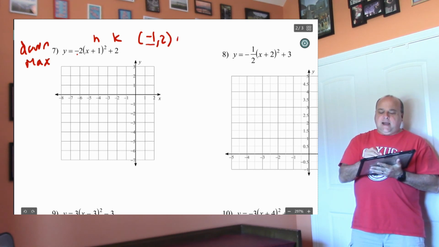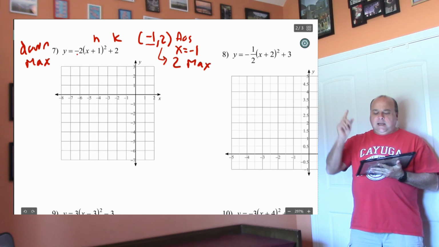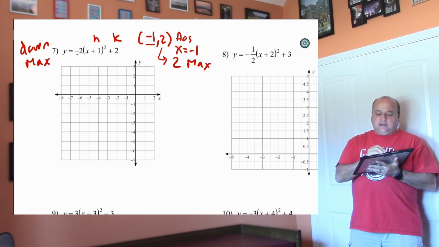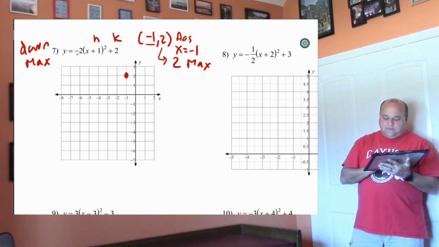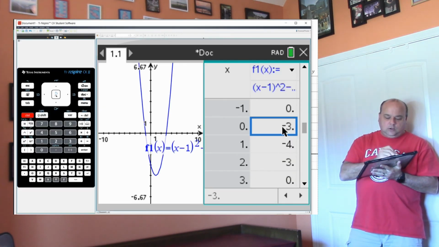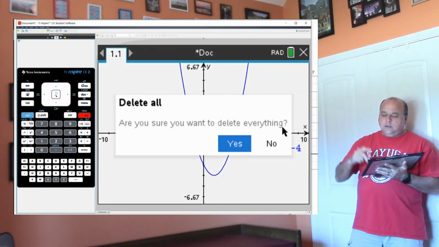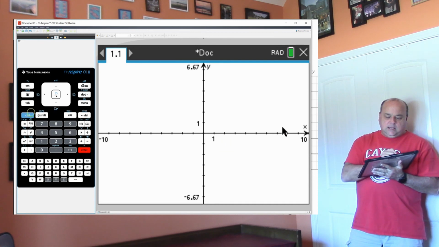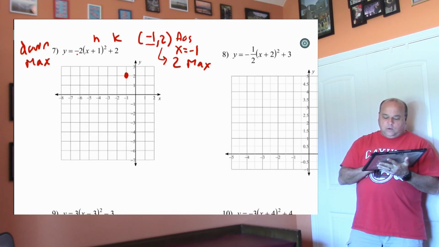This right here is my axis of symmetry, which will be x equals negative 1. The 2 will be my max. Okay, and let's graph the vertex. The vertex is going to be at negative 1, 2, which is right here. Now then we're going to go to the graph and graph it. So I'm going to hit Control T, get rid of the graph, delete, delete, delete. That gets rid of my graph. Hit the tab button, and then it's negative 2, 1, and 2.